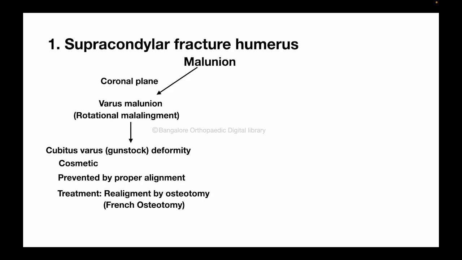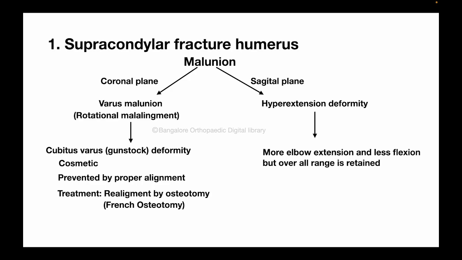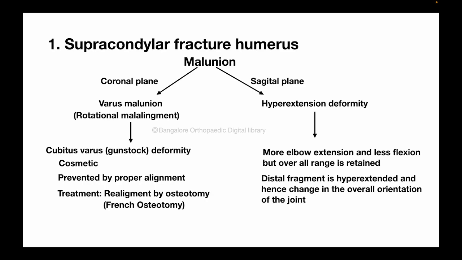In the sagittal plane, the distal fragment may remain hyperextended, leading to hyperextension deformity. This may coexist with the varus deformity. Here, the range of movement of the elbow is the same, with more extension and compensatory reduction in flexion. This is because of the hyperextension of the distal fragment, which changes the overall orientation of the joint.